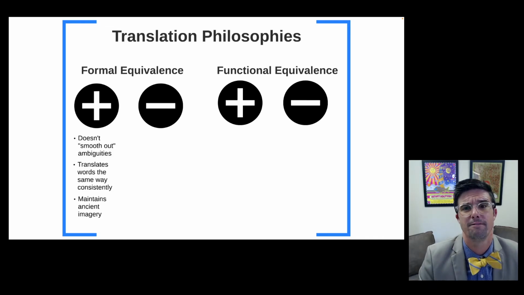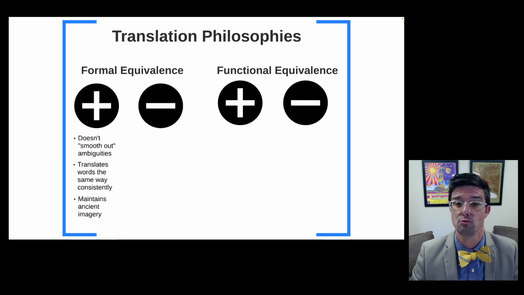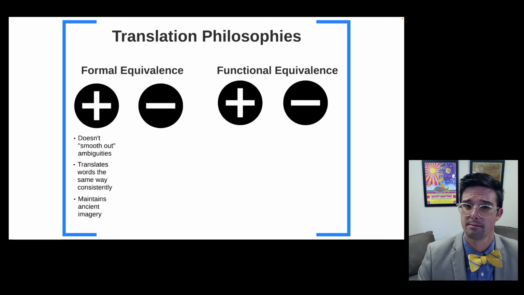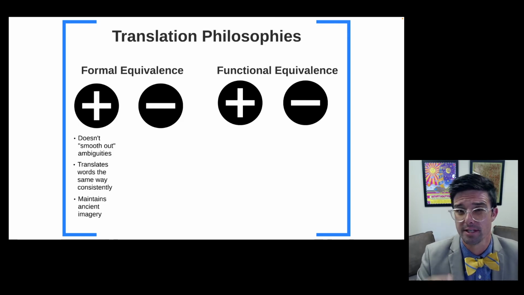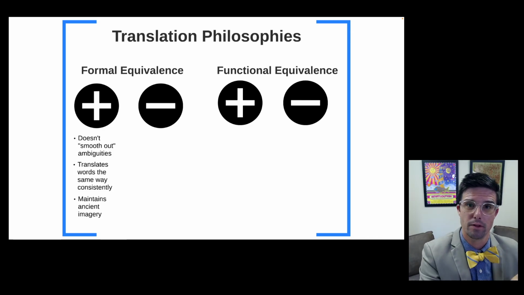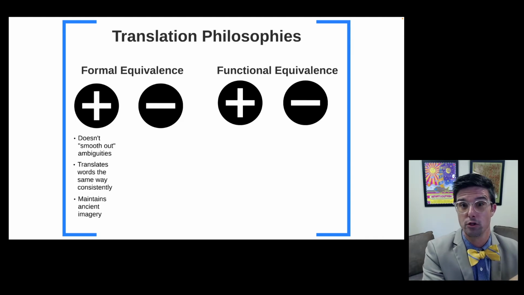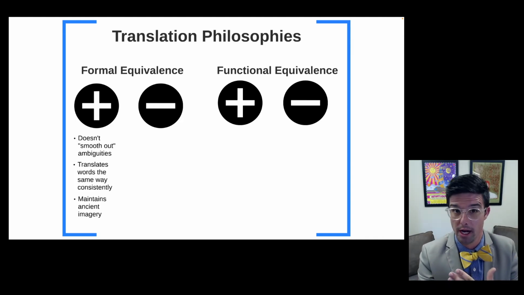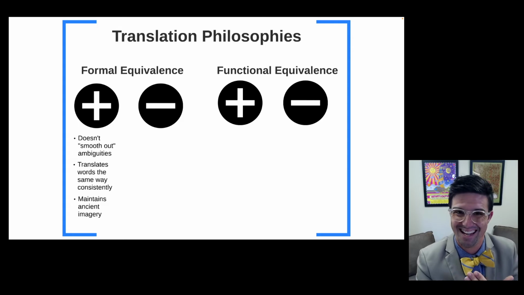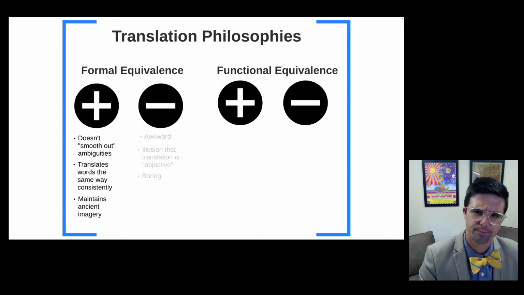And lastly, a formal equivalence translation is going to maintain ancient imagery. Sometimes this ancient imagery and metaphors are a little bit less familiar to us, but because they want to maintain the word for word literalness of the translation, they're not going to change the imagery. They're going to maintain that imagery.